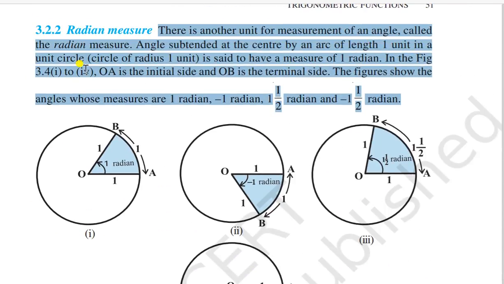So in figure 1.4, OA is like this. So it's basically like this. In this figure, you will understand every single thing. Basically, this is the arc. This is the angle. This blue color is the angle.